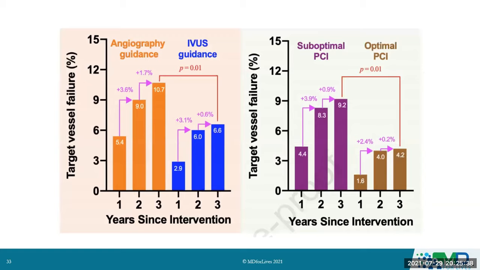You can see at each year that there is a difference. The difference grows, or is maintained from year to year. There's no time point where the curves cross and somehow IVUS becomes worse than angiography.